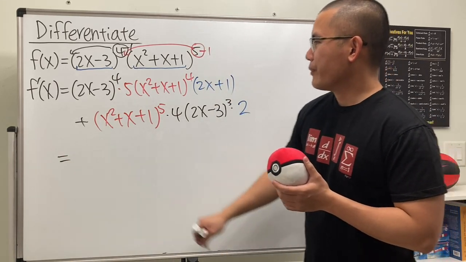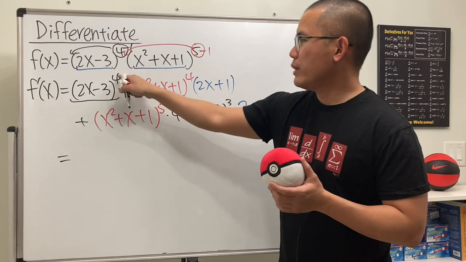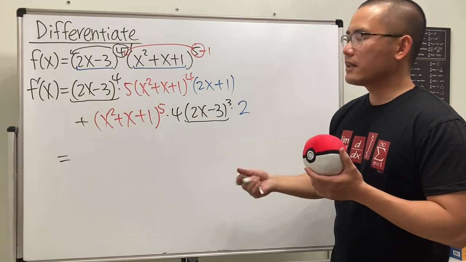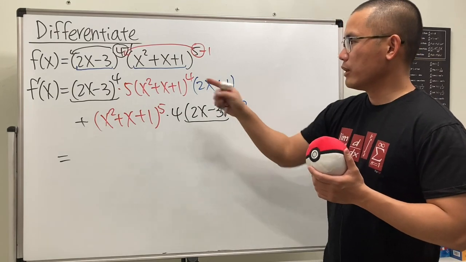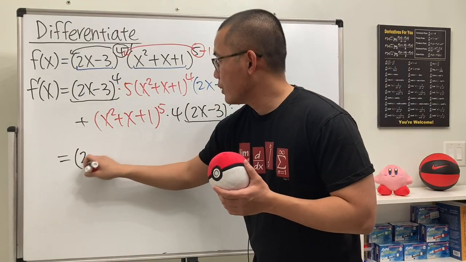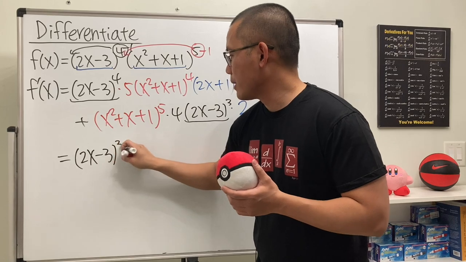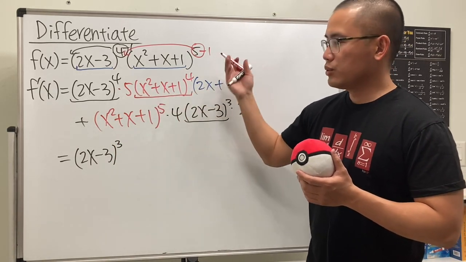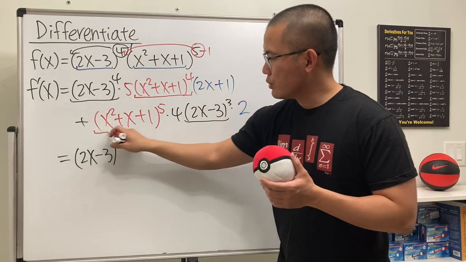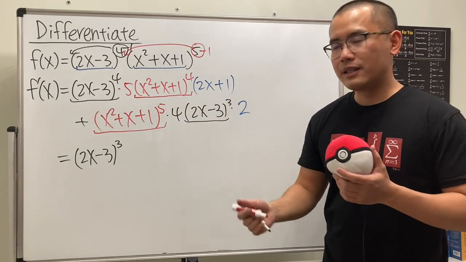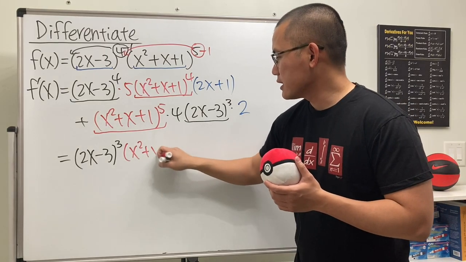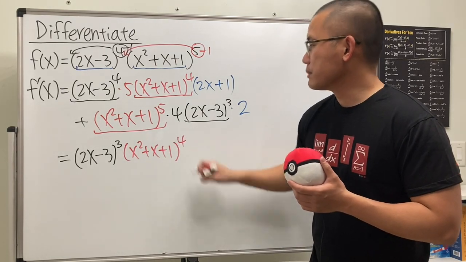For example, we see that this is raised to the fourth power, but this right here is raised to the third power, so we can factor out the third power, right? The smaller exponent. So let's do that. 2x minus 3 to the third power. And moreover, we see that this right here is to the fourth power, and this right here is to the fifth power, so we can factor out this to the fourth power. So x squared plus x plus 1 raised to the fourth power.